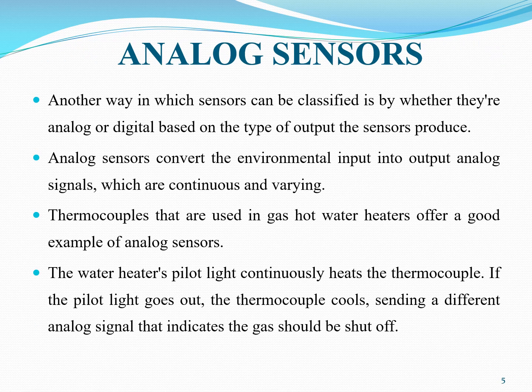Our next type of sensor is analog or digital, based on the type of output the sensors produce. Analog sensors convert the environmental input into analog output signals which are continuous and varying. The best example is the thermocouple, which is used in gas hot water heaters. The water heater's pilot light continuously heats the thermocouple. If the pilot light goes out, the thermocouple cools, so it sends a different analog signal that indicates the gas should be shut off.